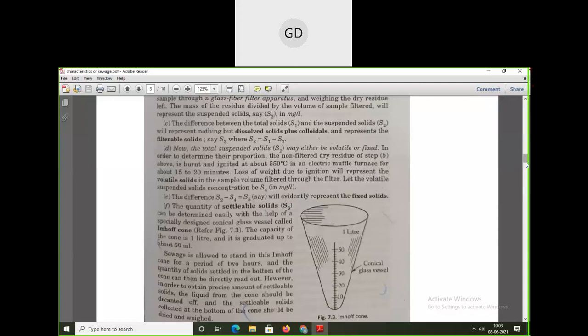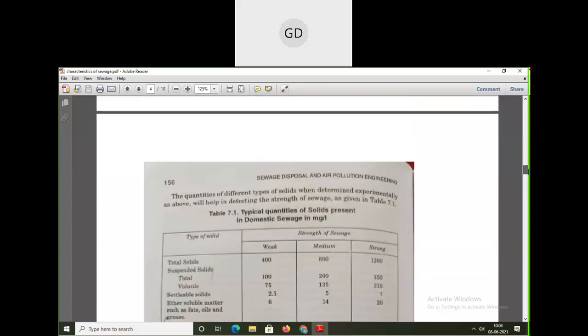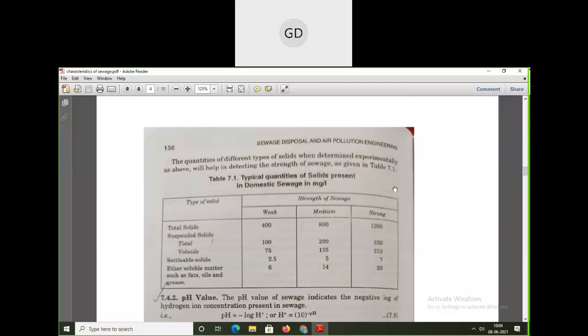After you get the volatile solids, S4, if you subtract the volatile solids from the suspended solids, you will get the fixed solids. Here you see, S2 minus S4 gives you your fixed solids. So one is volatile and the other is fixed. Volatile you get by burning the dry residue, and after you subtract it from the suspended solids, you get the fixed solids.